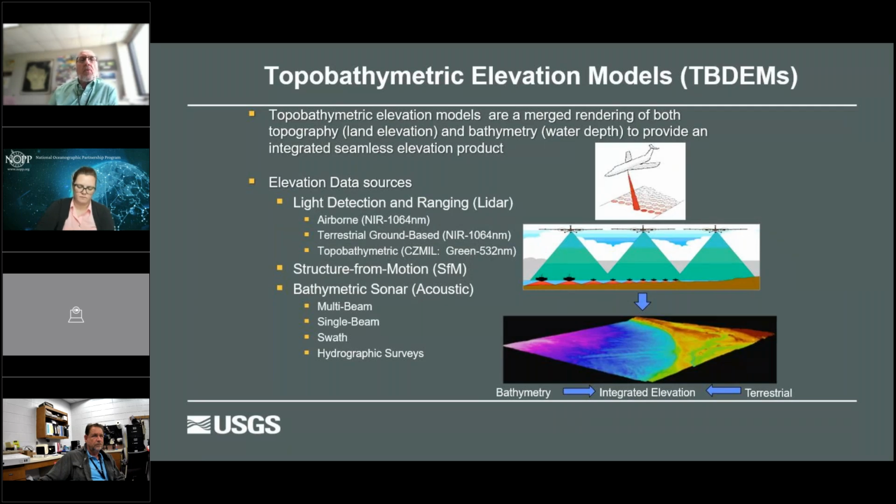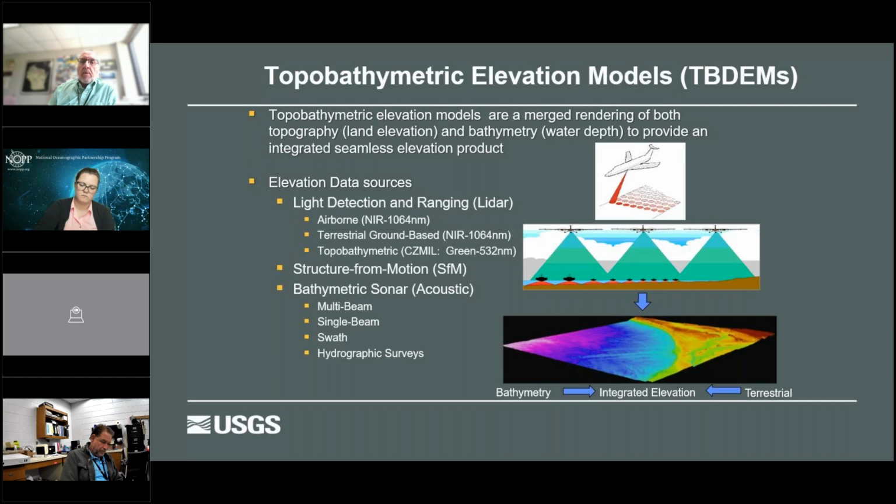Topobathymetric elevation models, or what we call TBDEMs. I'll introduce that term if you're not familiar with it. That's basically a merged rendering, a seamless representation of the land-water interface. So we have the topographic data and the bathymetric data, and those are a merged rendering. It's very important for this type of coastal modeling. Some of the elevation data sources are listed there.